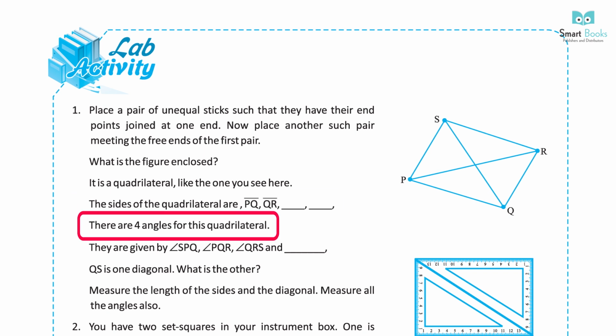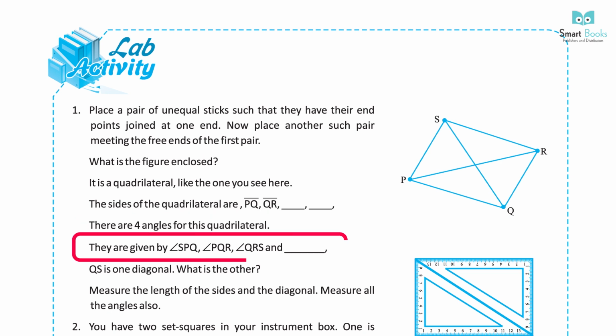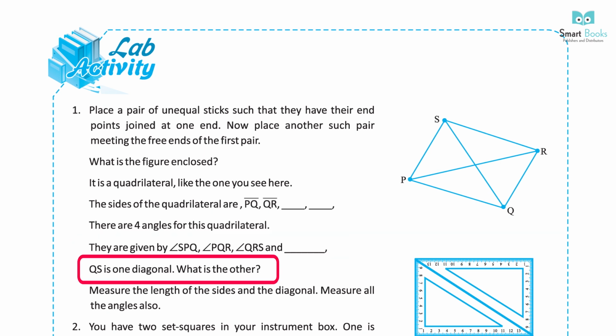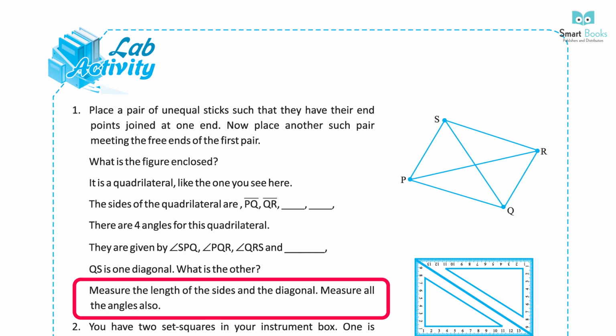There are 4 angles for this quadrilateral. They are given by angle SPQ, angle PQR, angle QRS, and so on, and QS is one diagonal. What is the other? Measure the length of the sides and the diagonal. Measure all the angles also.